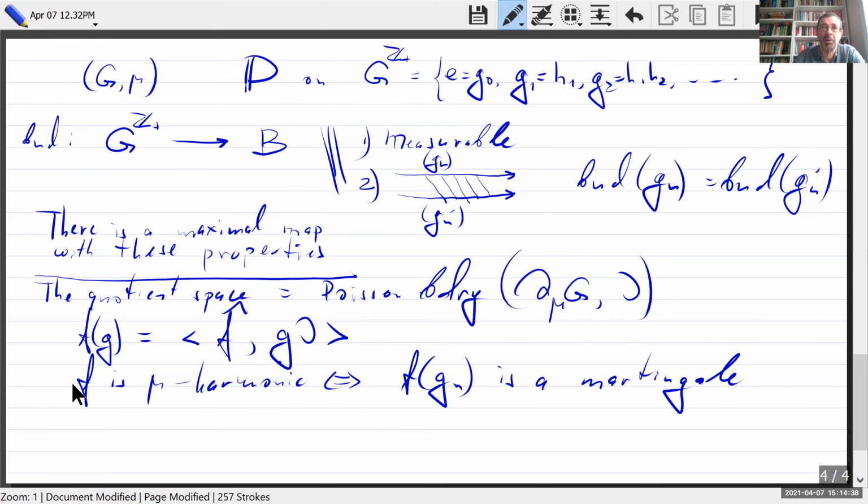And if our function f is bounded, then this martingale is convergent, and its limit, now I'm again referring to the notion of limit, will automatically satisfy these two properties. It will be measurable, and it will have this independence of the past property.